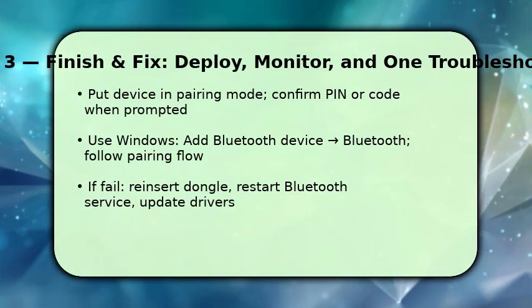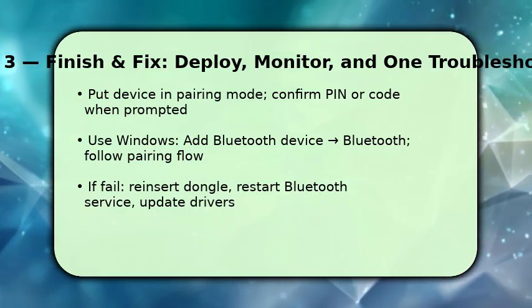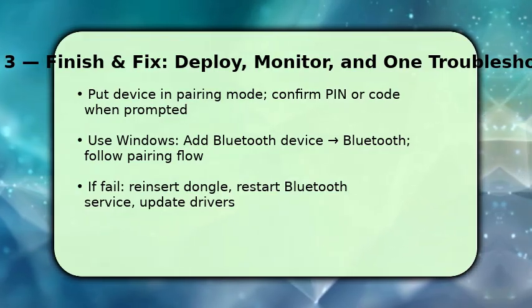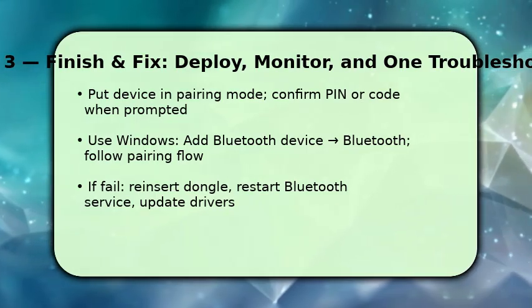Finally, put your headset, mouse, or phone into pairing mode and select Add Device in Bluetooth settings, then choose Bluetooth and tap the device name. You'll accept any PIN or confirm a code. Once paired, set the device as default audio or input where needed.